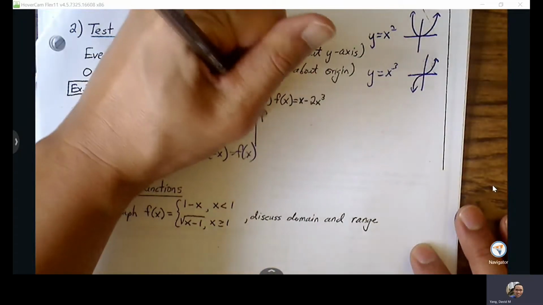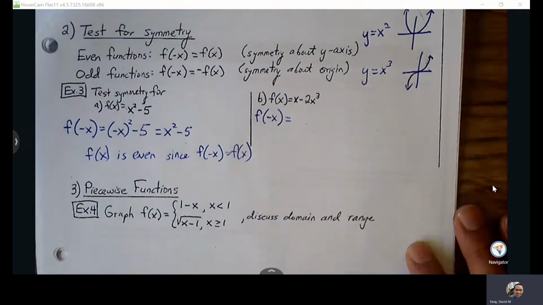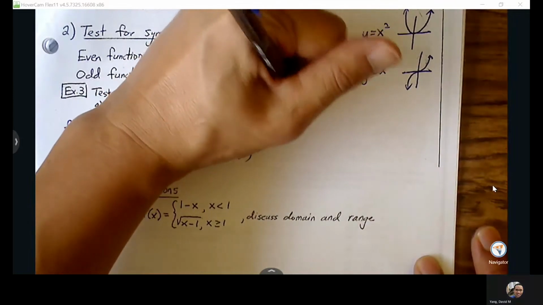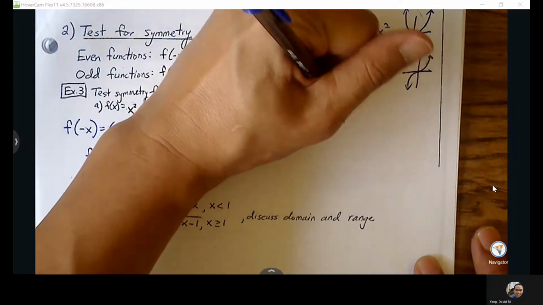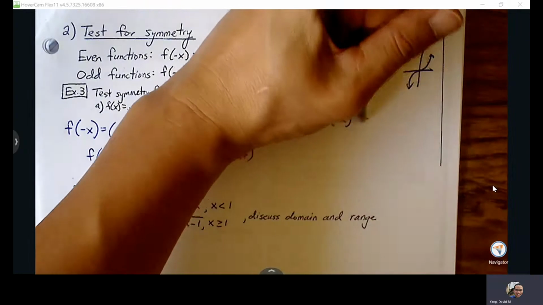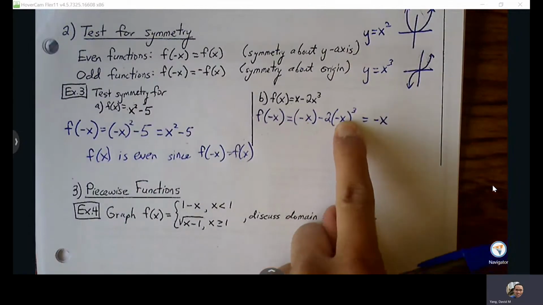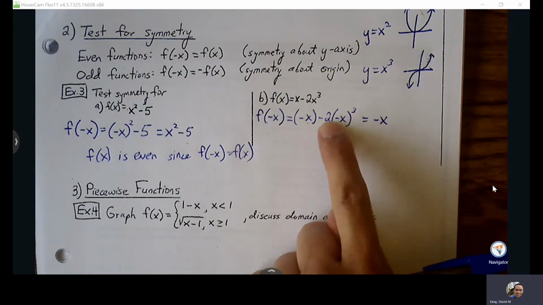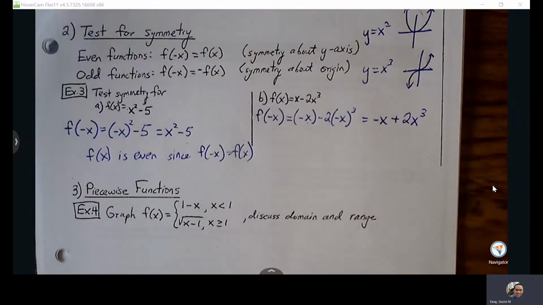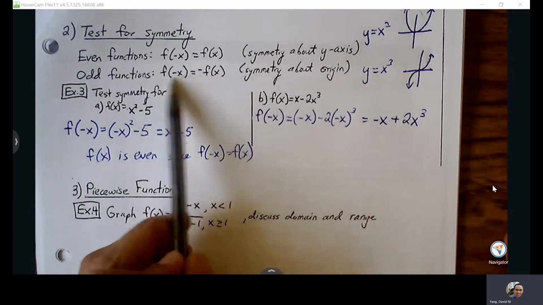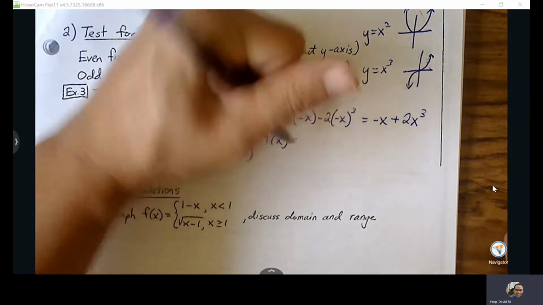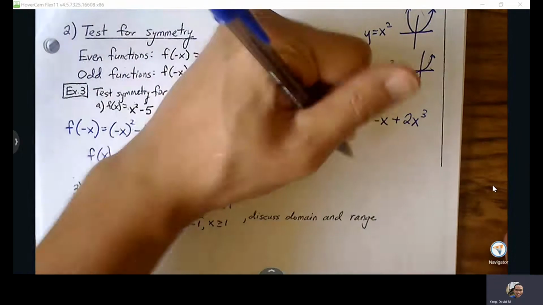So let's build f of negative x first. That means I'm going to take every x on the right side and replace it with a negative x. The first term, negative x, will stay negative x. This negative x cubed will stay negative x cubed, but there's a negative and negative, so that gives me a positive. So that's going to change sign overall to be plus 2x cubed. So we have f of negative x squared away. Now we want to find the negative version of f of x. So negative f of x just means I'm going to put a negative in front of my original function.